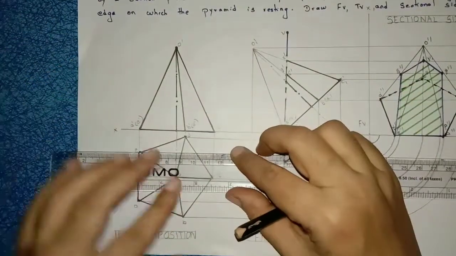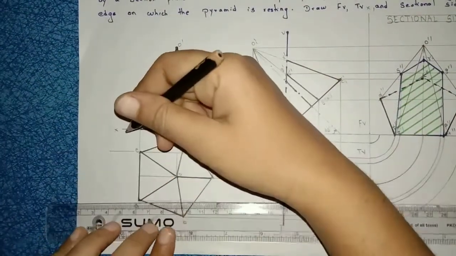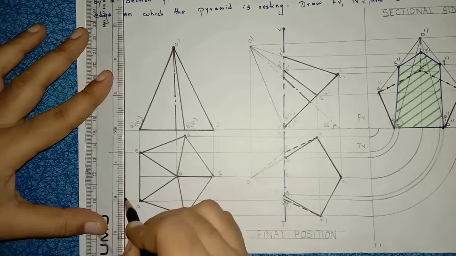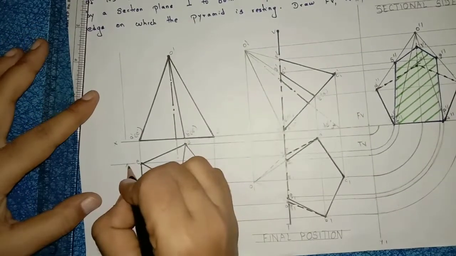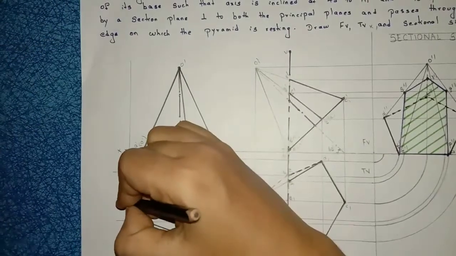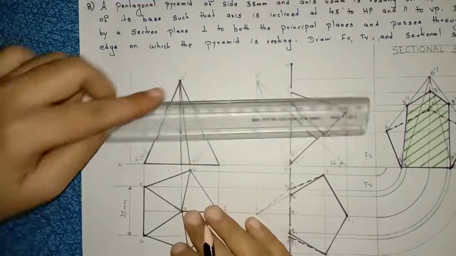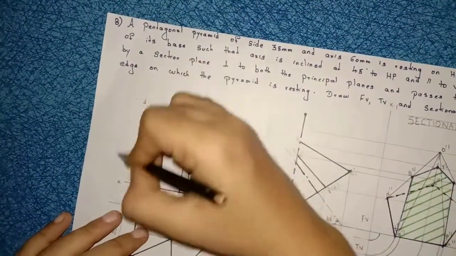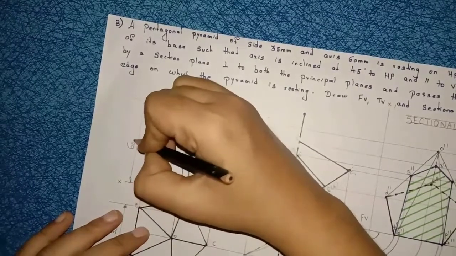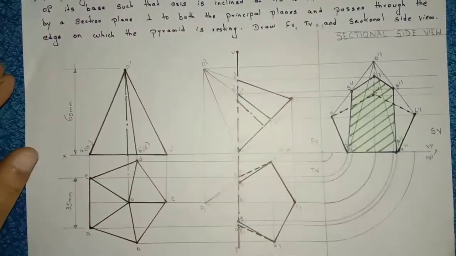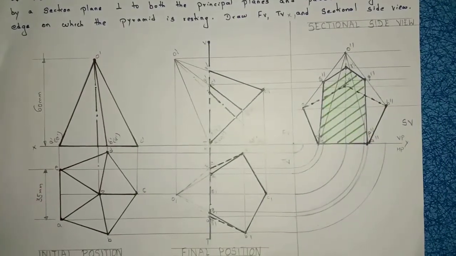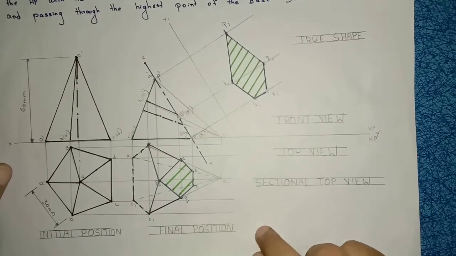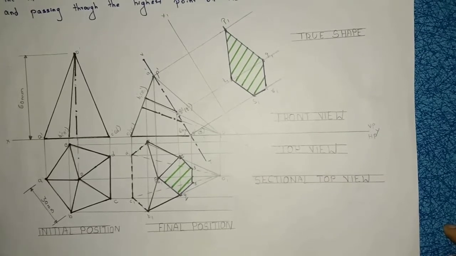Coming to dimensions, here in this question they mentioned length of the pentagon is 35 mm. And axis height is here 60 mm. Right, so this is the problem based on when the sectional plane is perpendicular to both HP and VP. Right, so this is when sectional plane is passing through the highest point of the base. This completes your problems.